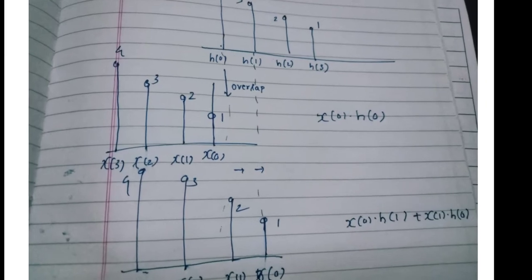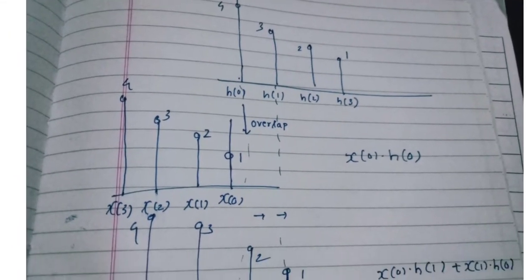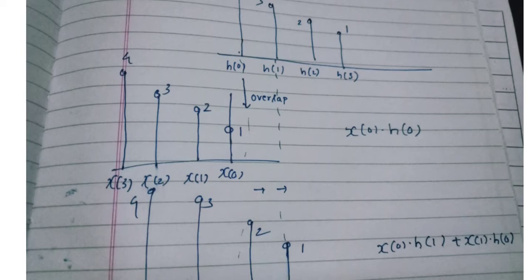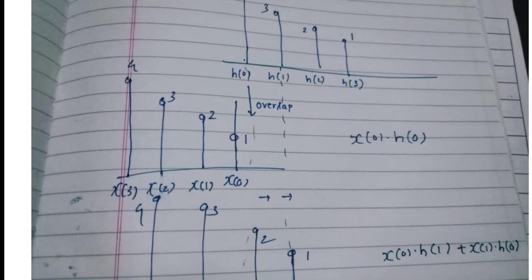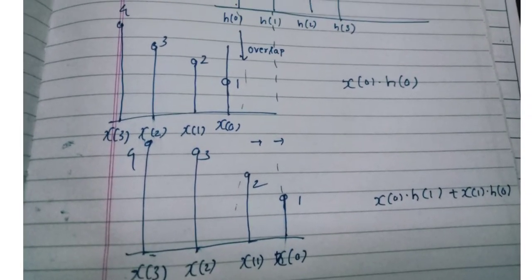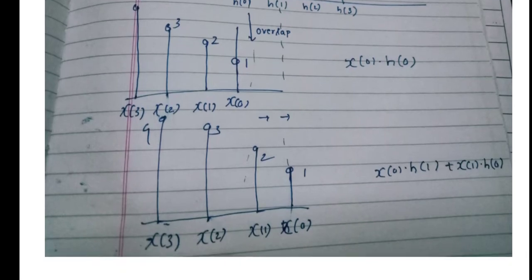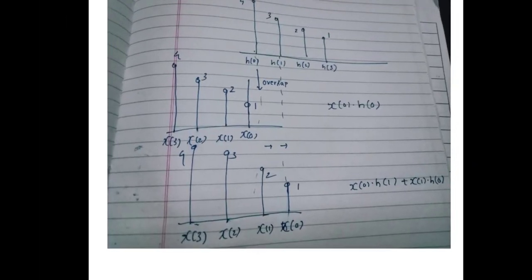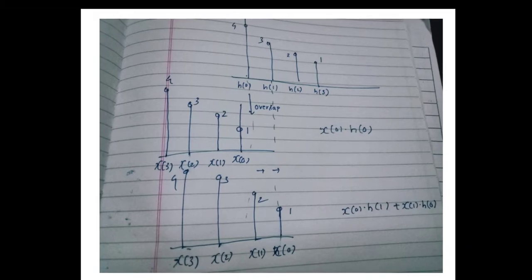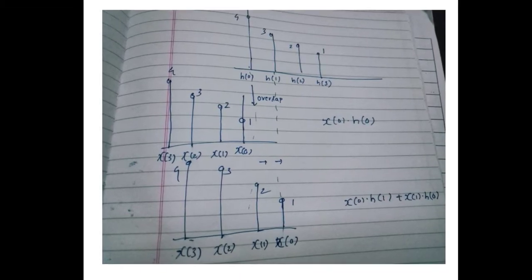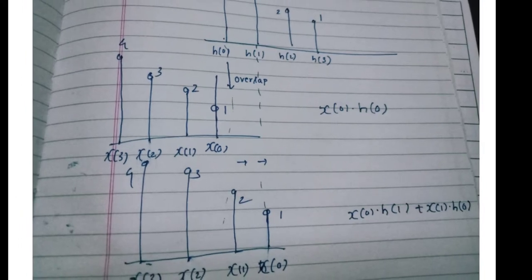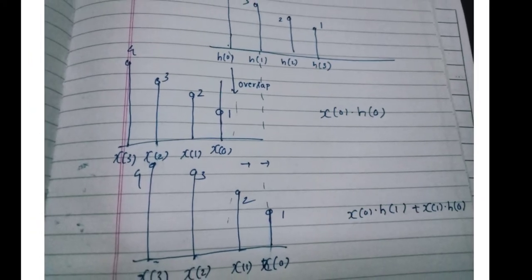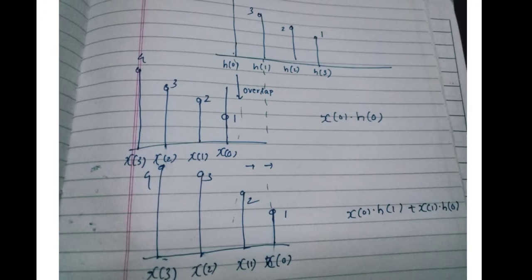So if you see this, in the first case my x of 0 gets multiplied with h of 0, which is 1 multiplied by 4. And in the second case, x of 0 will be multiplied with h of 1 if I delay it by t, plus x of 1 will be multiplied by h of 0. If I delay it further by t, then x of 0 will be multiplied by h of 2 plus x of 1 will be multiplied with h of 1 plus x of 2 will be multiplied with h of 0.